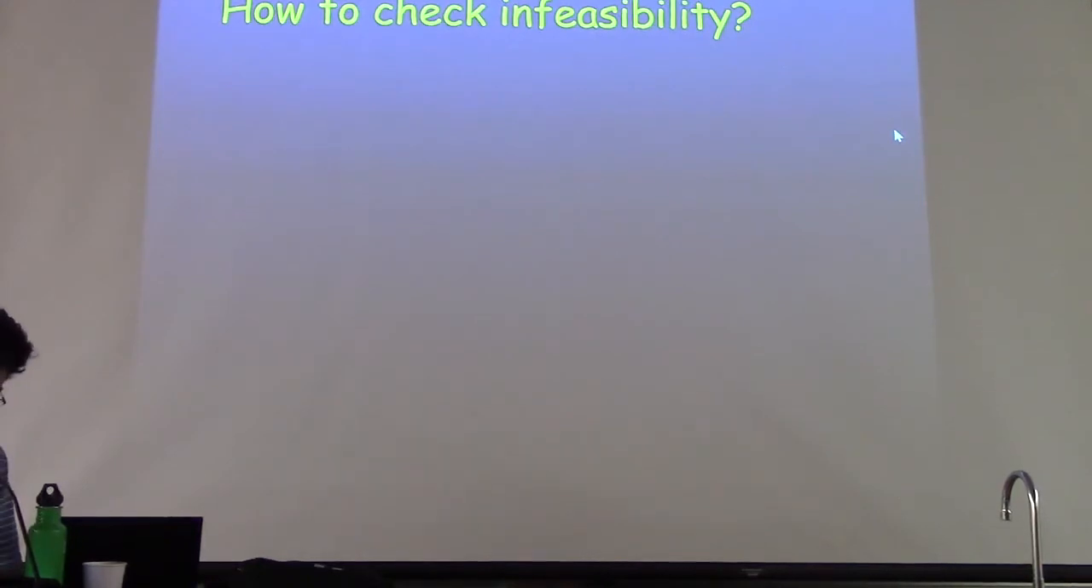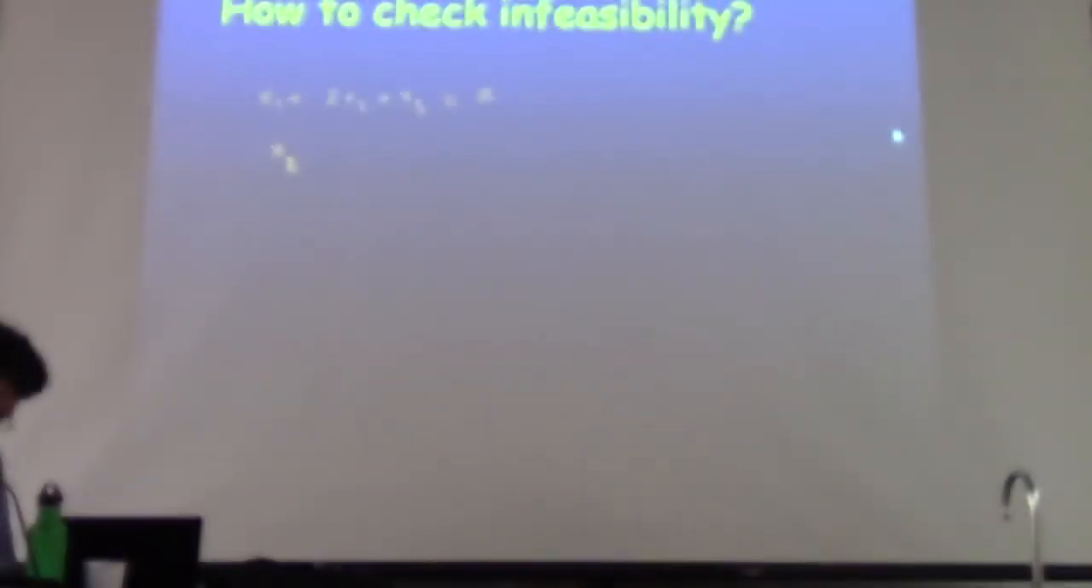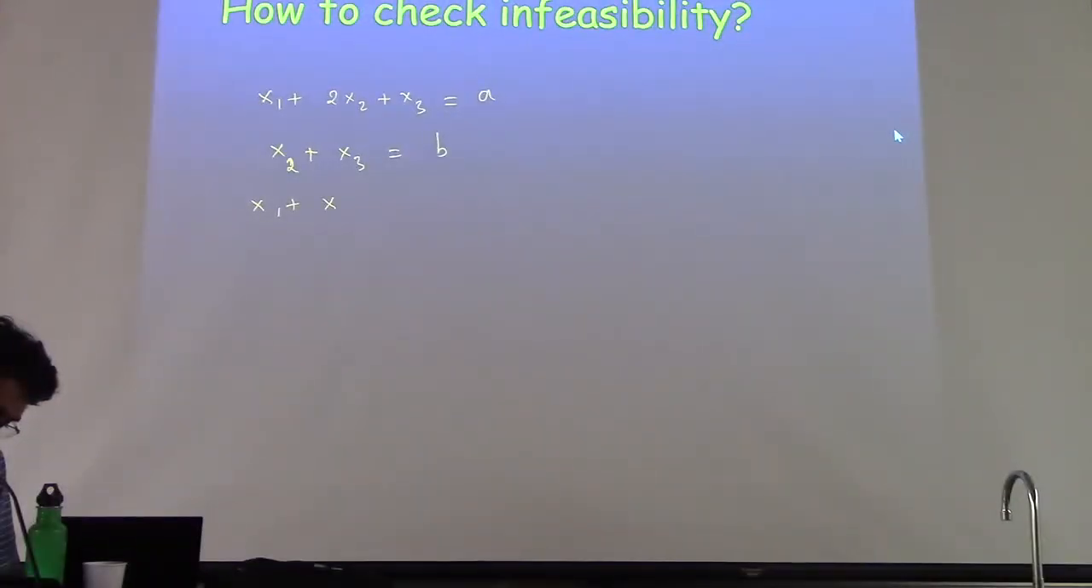Suppose I take some example. I'll write x1 plus 2x2 plus x3 equals A, x2 plus x3 equals B, x1 plus x2 equals C. And suppose I wanted to prove to you that this was infeasible. A, B, C are some constants which I haven't specified.